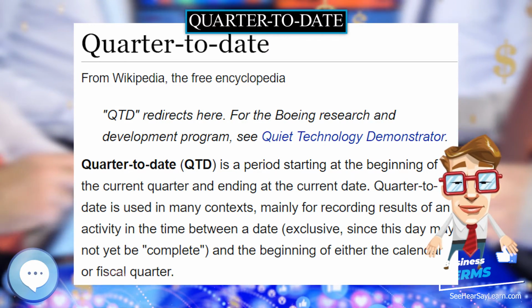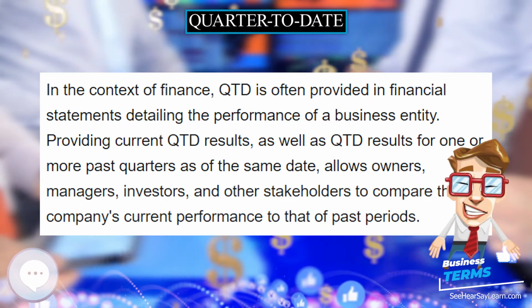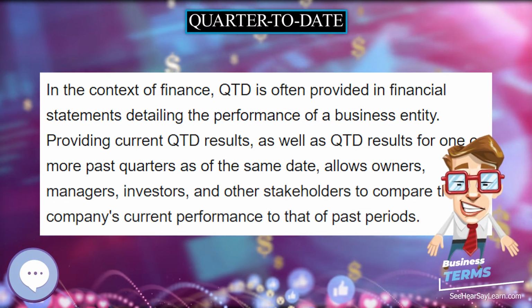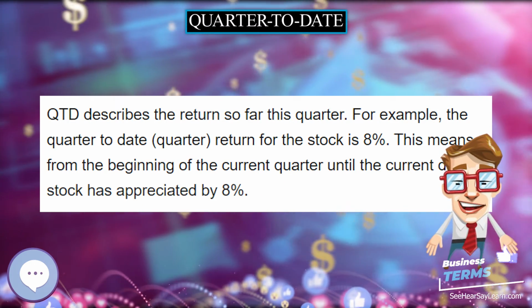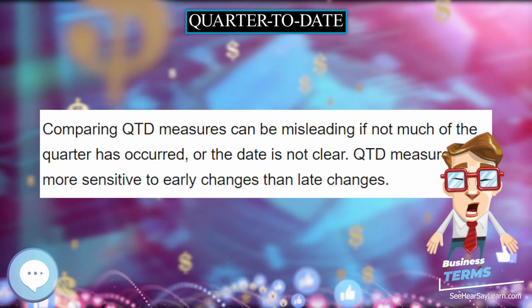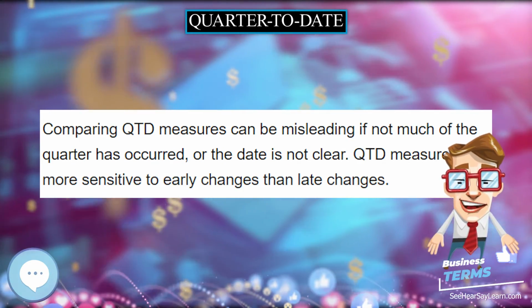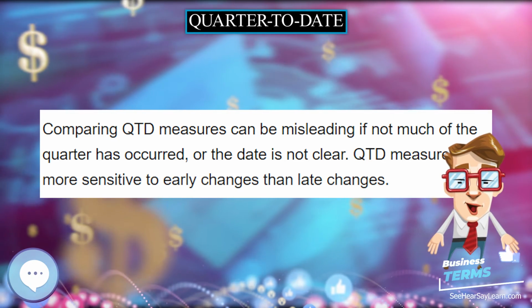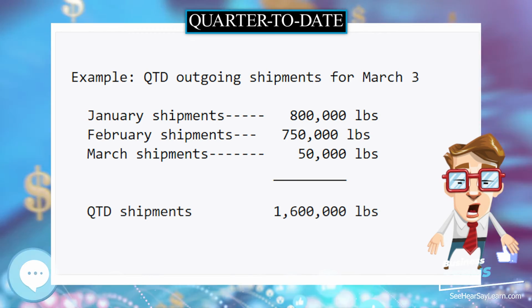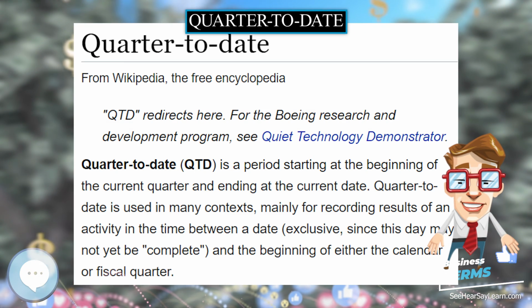For example, the quarter-to-date return for the stock is 8%. This means from the beginning of the current quarter until the current date, the stock has appreciated by 8%. Comparing QTD measures can be misleading if not much of the quarter has occurred, or the date is not clear. QTD measures are more sensitive to early changes than late changes.